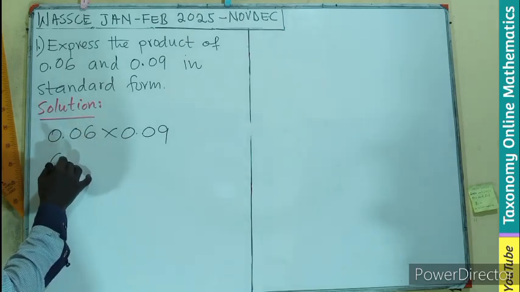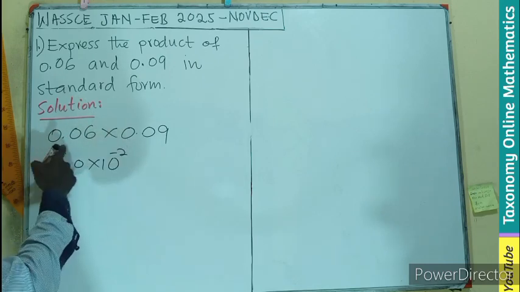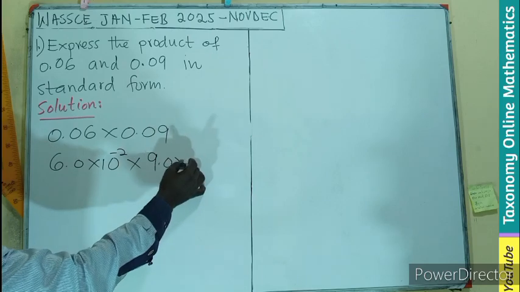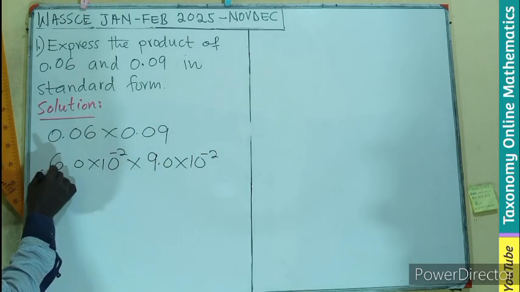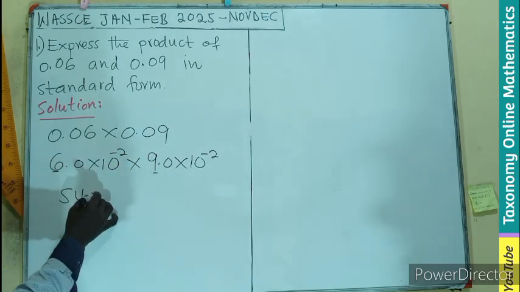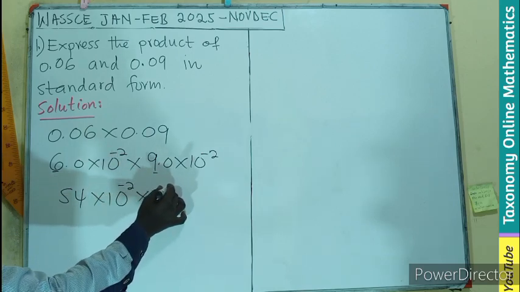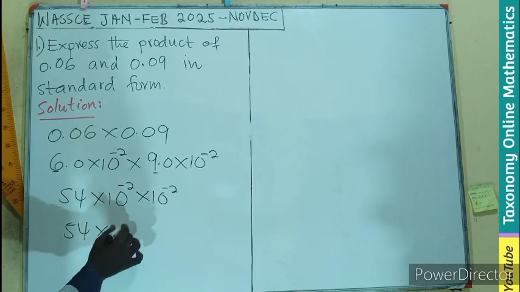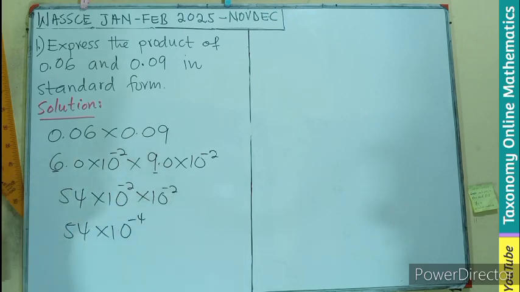So 6.0 times 10 exponent minus 2, because the movement is to the right, times 9.0 times 10 exponent minus 2. Now we can multiply the 6 and the 9 as whole numbers to get 54 times 10 exponent minus 2 times 10 exponent minus 2. Remember the laws of indices. This becomes 54 times 10 exponent minus 2 plus minus 2. That will be minus 4.